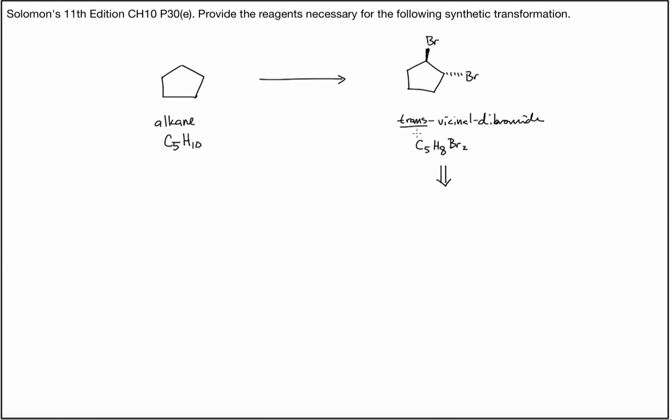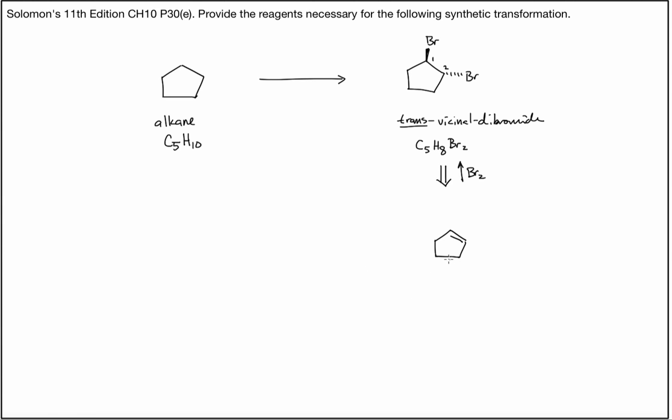So we're ending with a trans vicinal dibromide. Remember, vicinal is a 1-2 relationship relative to each other, and they're trans. So where does a trans vicinal dibromide come from? Well, that can come from an alkene. That gets us back to our alkene. If we treat that alkene with molecular bromine, Br2, that's going to get us the trans vicinal dibromide. So that's the forward direction in that sense.